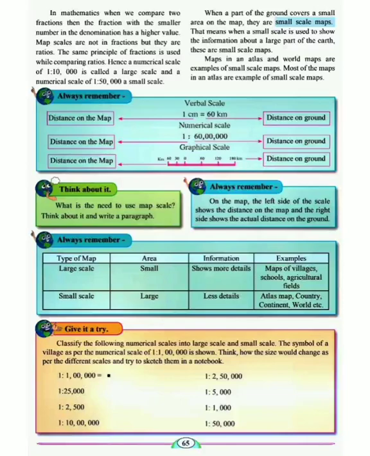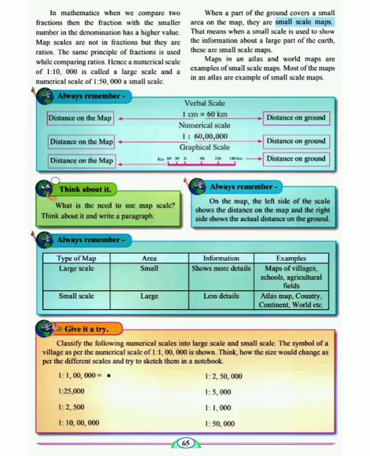So here also it is the same, students: the one with a larger number, like the one with a smaller number, has a larger scale. So 1 is to 10,000 would be on a larger scale, and 1 is to 50,000 would be on a small scale. When a part of the ground covers a small area on the map, they are called small scale maps.